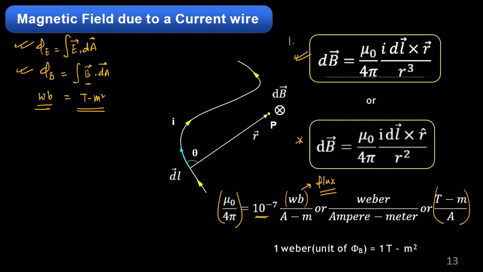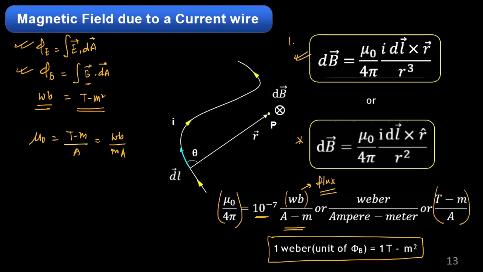So for that I can write Tesla into meters. We know that mu naught has the dimension of Tesla meter per ampere. So instead of writing Tesla meter, we can also write Weber per meter ampere. Weber per meter ampere is another unit of mu naught by 4 pi. 1 Weber is nothing but 1 Tesla into 1 meter square. That is the conversion factor. We will introduce the Weber unit in the chapter on magnetic flux.